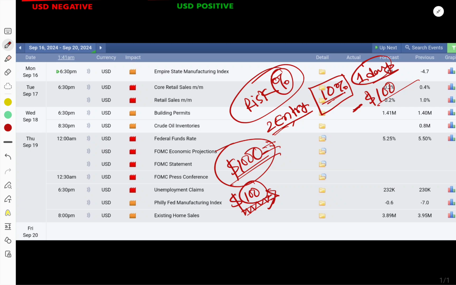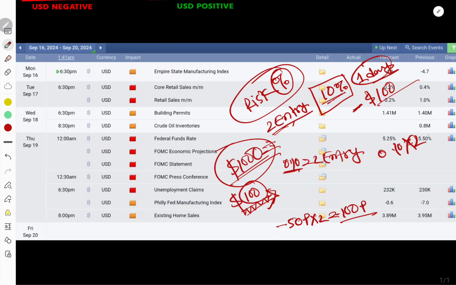So suppose we want to take 0.10 lot size, 2 entries. My SL is 50 pips, minus 50 pips, into 2 is equal to 100 pips. That is the maximum I want to take. So with 0.10 lot size, 2 entries, my loss will be 100 bucks.